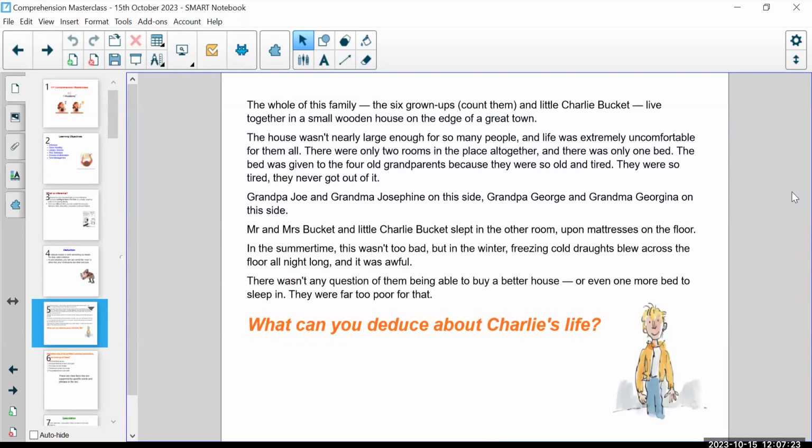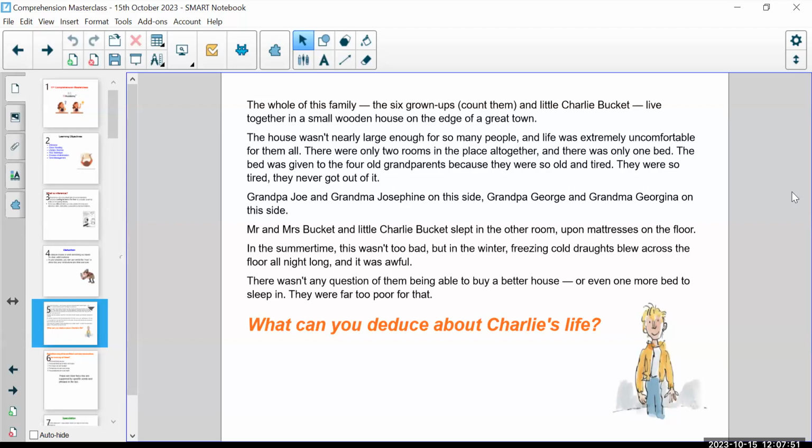There were only two rooms in the place altogether, and there was one bed. The bed was given to the four old grandparents because they were so old and tired. They were so tired that they never got out of it. Grandpa Joe and Grandma Josephine on this side, Grandpa George and Grandma Georgina on this side. Mr. and Mrs. Bucket and little Charlie Bucket slept in the other room upon mattresses on the floor.